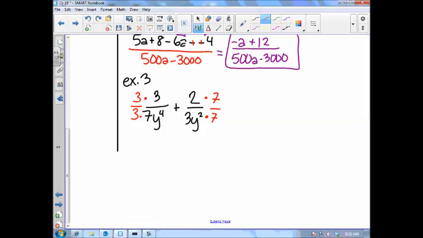But the y's don't match. This one has 4 and this one has 2. So now what? You could make them 6, but it wouldn't be simplified. Haley?